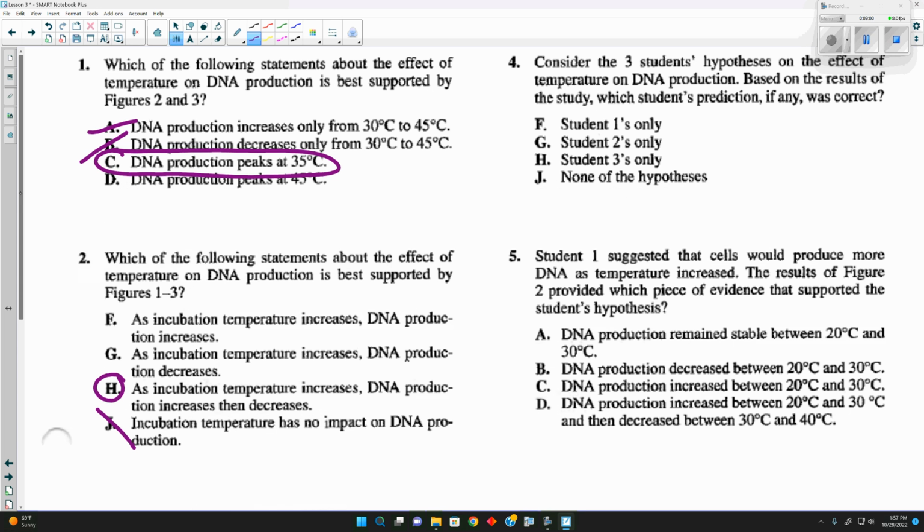Consider the 3 students' hypotheses on the effect of temperature on DNA production. Based on the results of the study, which student's prediction, if any, was correct? So looking at these results, we either say 1, 2, 3, or none. So none of them match, should overlap. So that means we need to go back and look at students 1, 2, and 3's hypotheses.